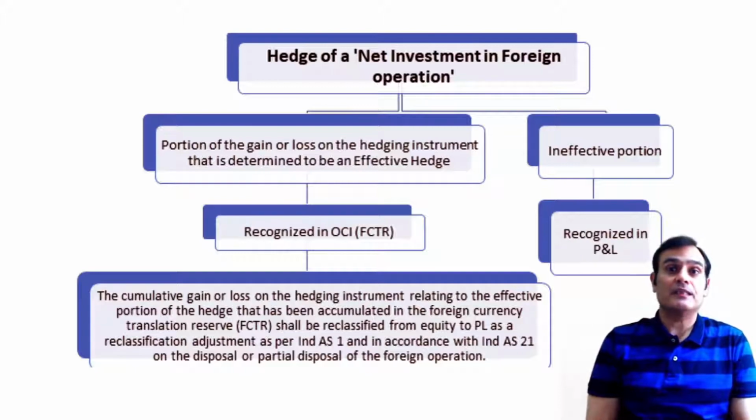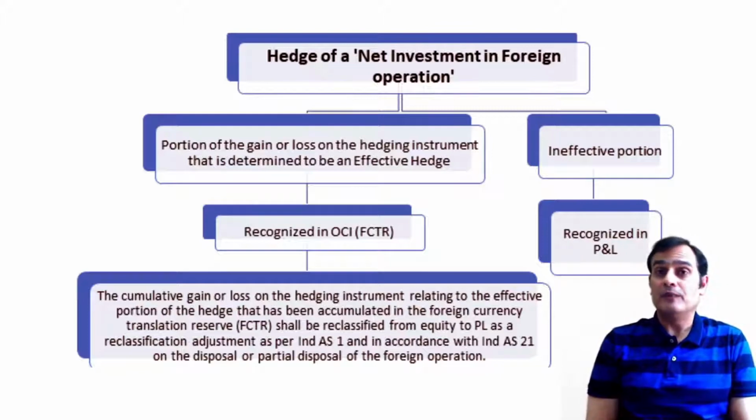And as far as the effective portion is concerned, it is recognized in other comprehensive income, and we use a nomenclature from Ind AS 21, and that's called FCTR. That's called a foreign currency translation reserve. Now the only question that remains is, what do you do with this FCTR?